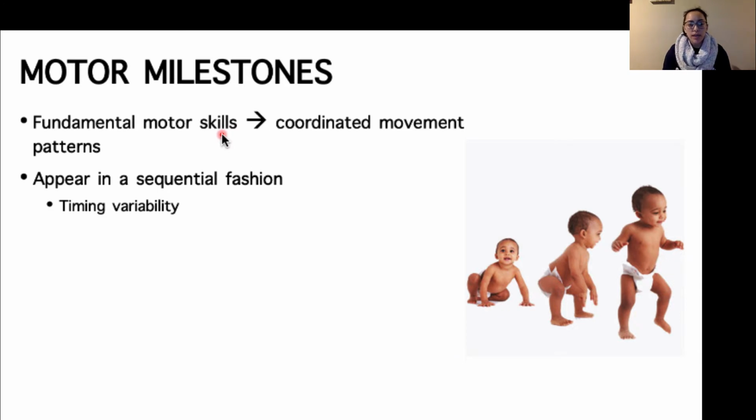So while this sequence is predictable, the timing of when things actually appear could be variable from individual to individual because development is an individual process, right? And there are different task and environmental constraints that are also interacting with an infant, particularly an infant's very rapidly changing individual constraints.